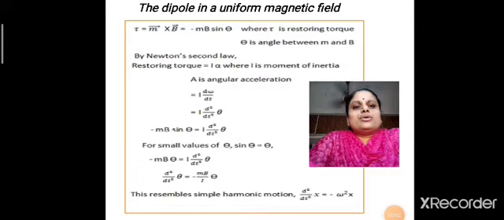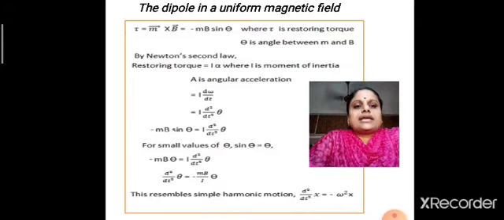Considering a dipole, we know the torque produced by a dipole kept in a uniform magnetic field B is given by tau is equivalent to m cross B, which is minus mB sin theta, where tau is the restoring torque, B is the external magnetic field, and theta is the angle between magnetic moment M and magnetic field B. The negative sign is given to represent the restoring torque, which is opposite to the deflecting torque.